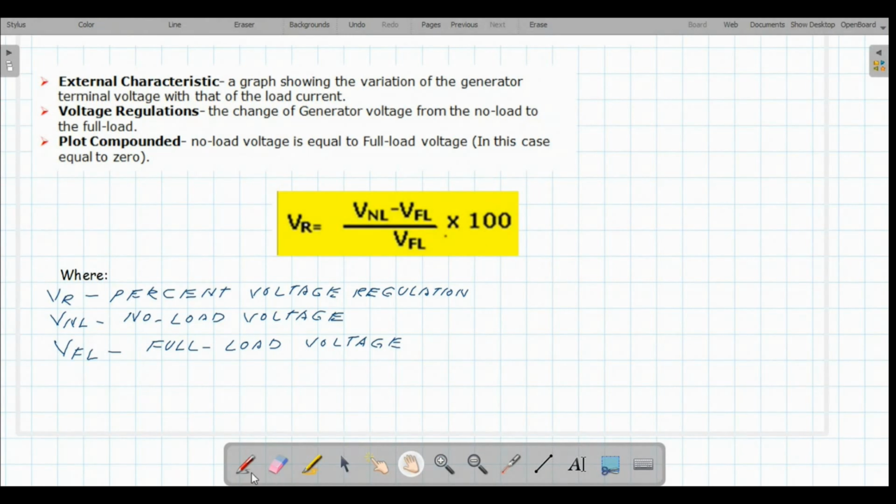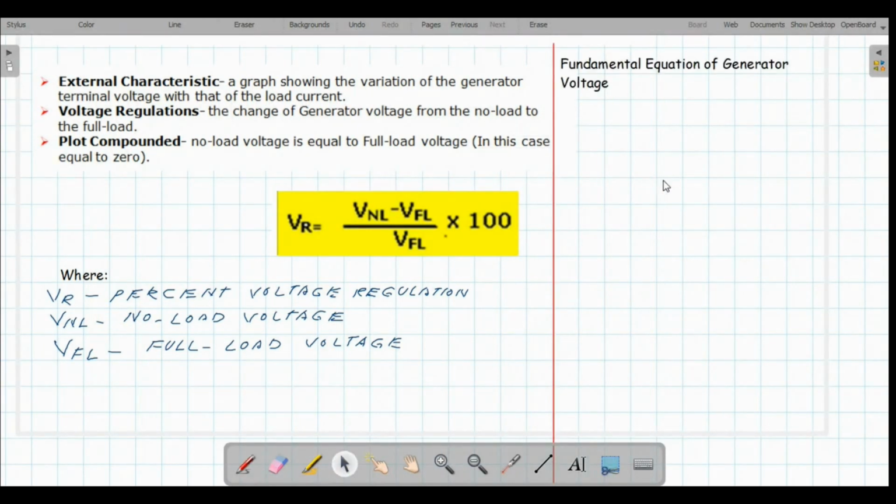So we have the fundamental equation of generated voltage. Ito yung naunang lecture natin sa chapter 4, which is ganito: E is equal to the number of inductors times the flux times the number of poles times their speed divided by 60 times the number of parallel paths. Kung naka-Maxwell itong magnetic flux, i-multiply mo sa times 10 to the negative 8.